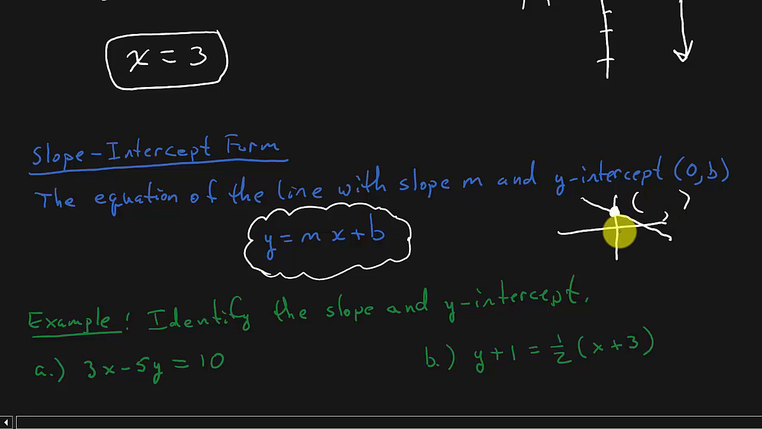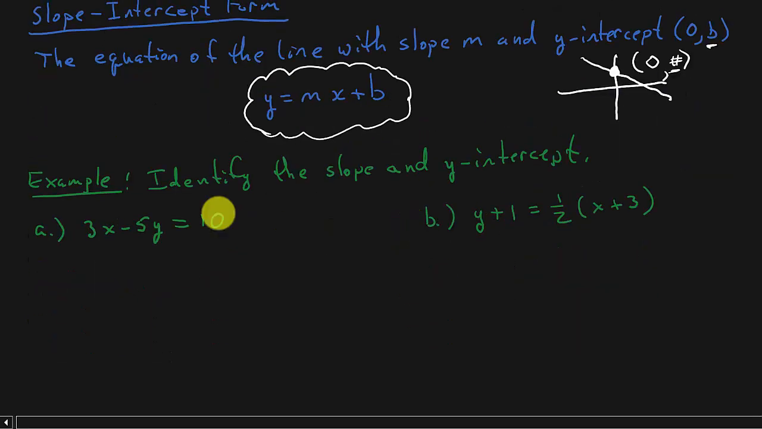See your x-coordinate, did we move left or right any? No. Your x-coordinate's 0, and then you'll have some number here for your y-coordinate. Okay? And so that number you get for y, that's your y-intercept. So let's go ahead. They want us to identify the slope and the y-intercept.